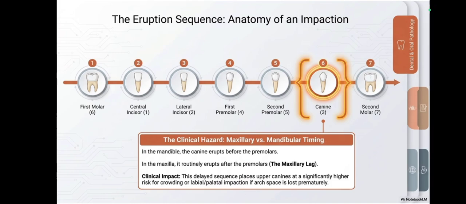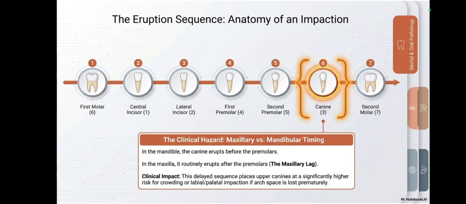Next, we'll discuss the standard eruption sequence for the maxillary arch. It is usually first molar, central incisor, lateral incisor, and then the canine. A key clinical takeaway is that in the maxilla, the canine erupts after the premolars, whereas in mandible it erupts before them. This delay makes maxillary canines highly susceptible to impaction if space is lost early.